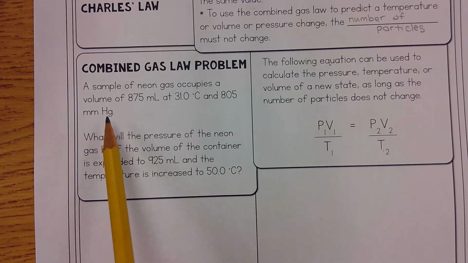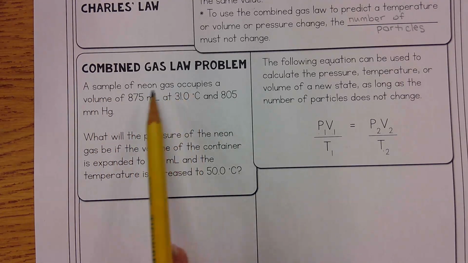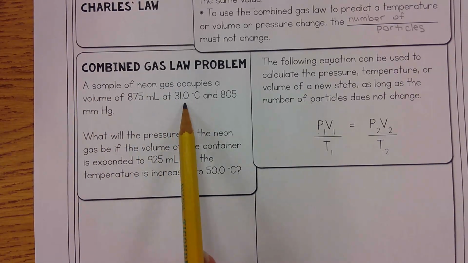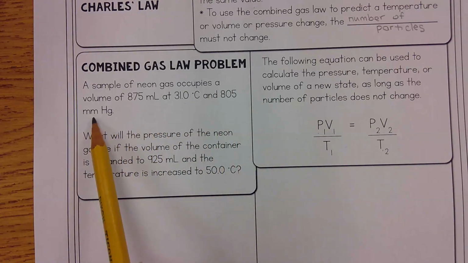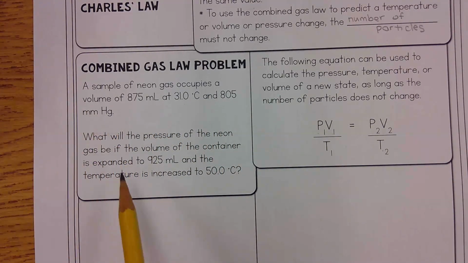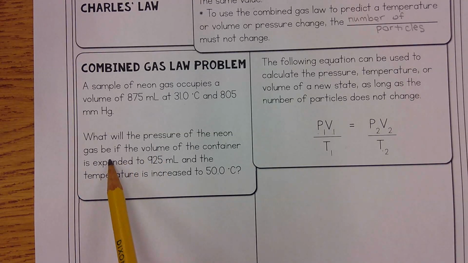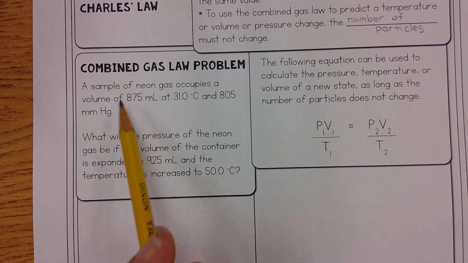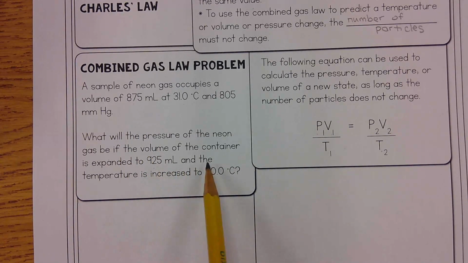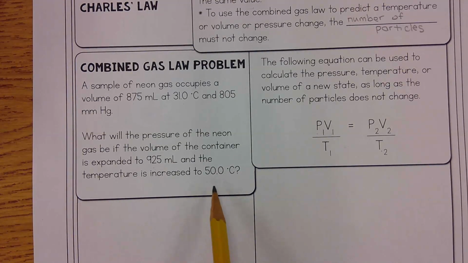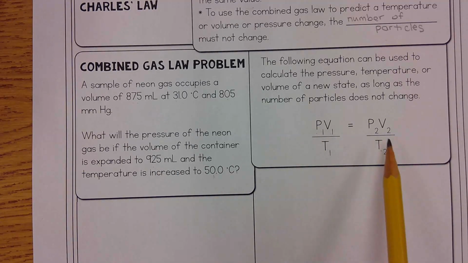Okay. So it says a sample of neon gas occupies a volume of 875 milliliters, at 31 degrees Celsius and 805 millimeters of mercury. What will the pressure be if the volume increases from 875 to 925 milliliters, and the temperature increases to 50 degrees Celsius? What will my new pressure be? Okay. So we basically have 5 numbers here, 1, 2, 3, 4, 5. And we need to figure out the final one. But we can just plug those numbers into our formula.